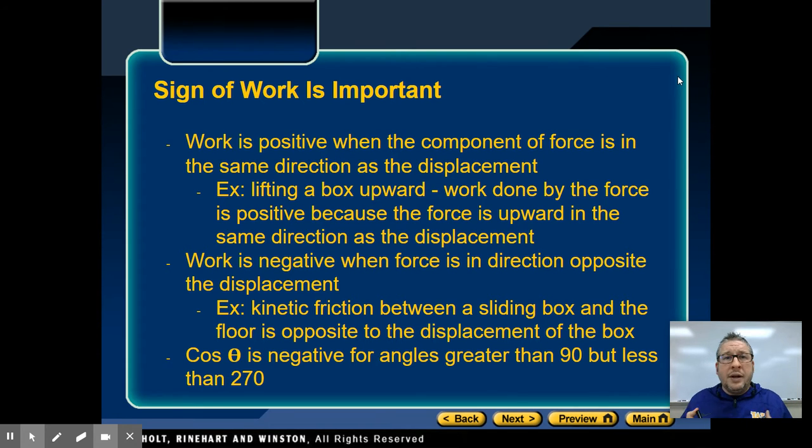And so we have to talk about when work is going to be positive and when work is going to be negative. Work is positive when the component of force is in the same direction as the displacement, like what we just saw. When we lift a box upward, the work done by the force, me, I'm the force, is positive because the force is upward and the box is moving in the same direction. So the box's displacement is also upward, in the same direction as the force. Then we assign a positive sign.